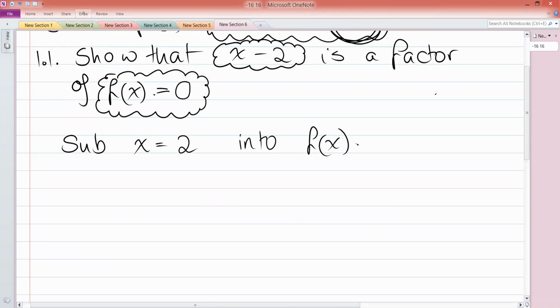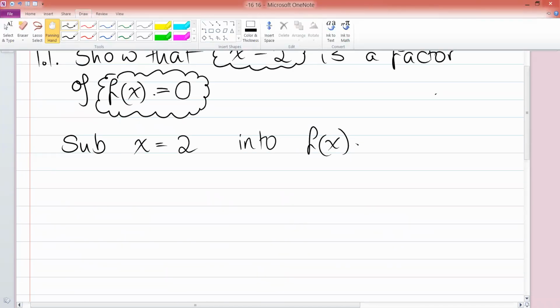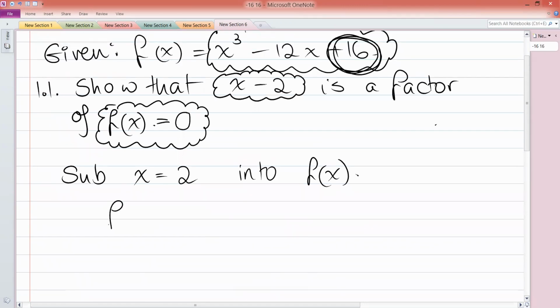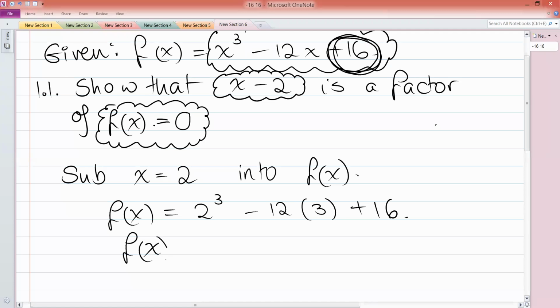Okay, here we go. So what you would do here, sub in, you want to see what your f of x is going to be. You have to show this: 2 to the power of 3 minus 12 times 2 plus 16. Work it out. If you see that your answer is equal to 0, then you conclude, therefore, x minus 2 is a factor.